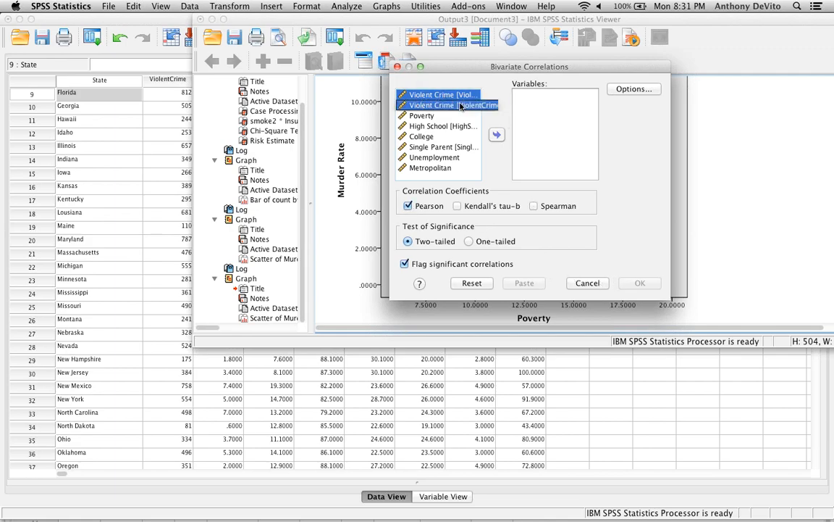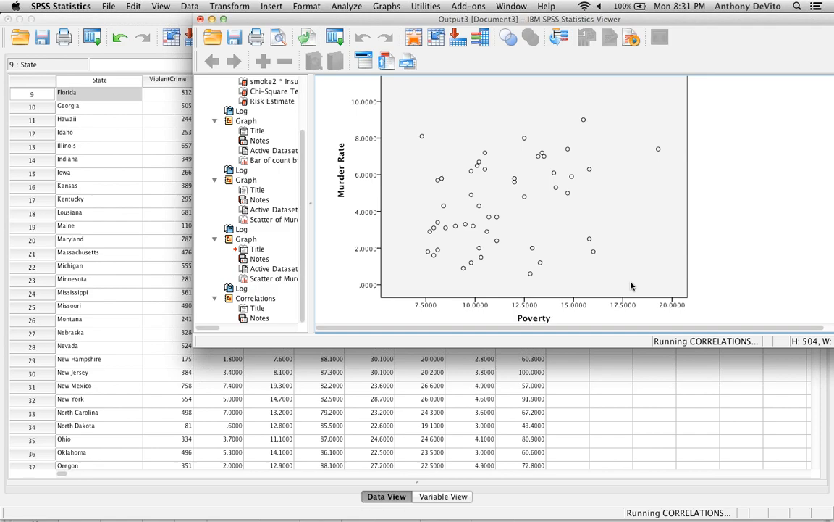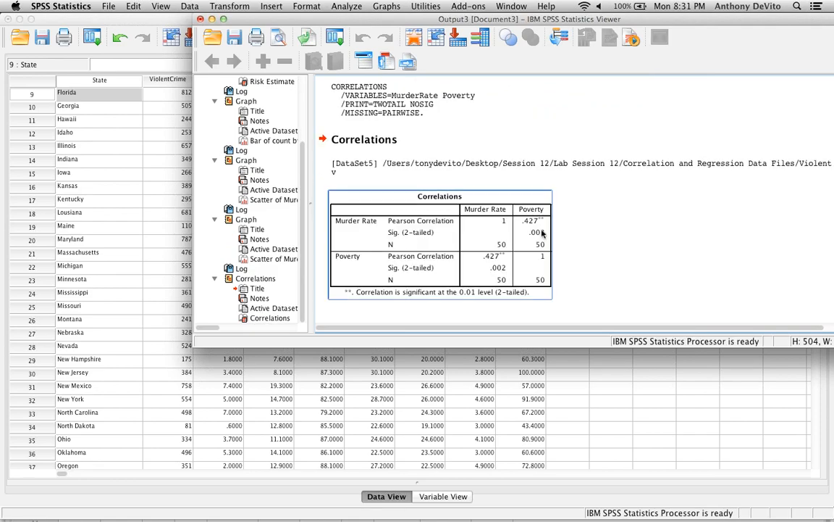I'm going to put murder rate and poverty in here, and do a calculation. And it gives me an output. It gives me a significance. That tells me that I have less than a 5% chance of being wrong when I reject the idea that there's no correlation at all. And it gives me another number, which tells me how predictable that correlation is, how good a correlation is, how good a predictor that is. We're going to learn about that on Wednesday in class.